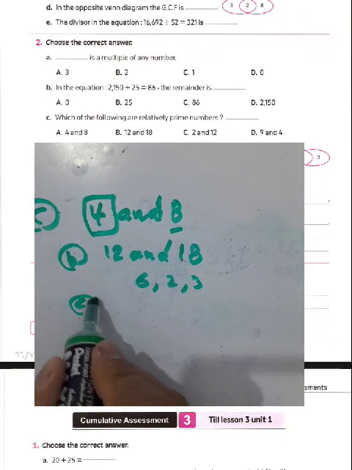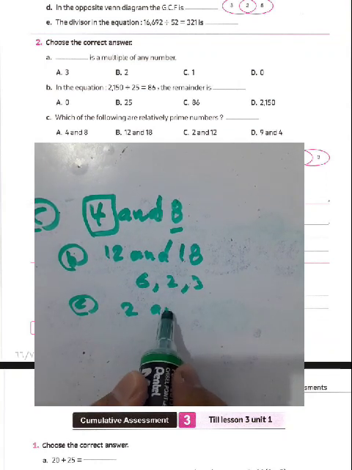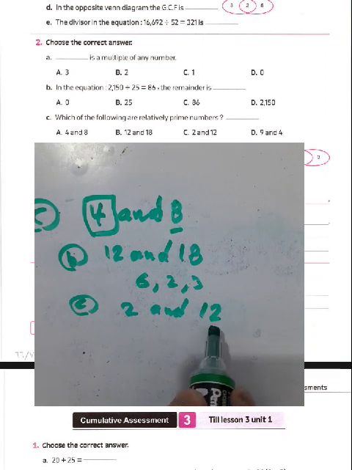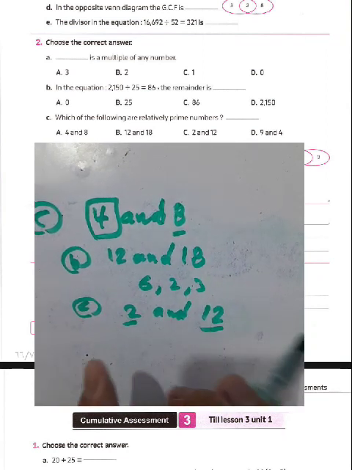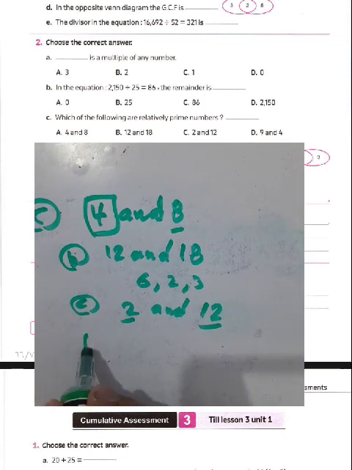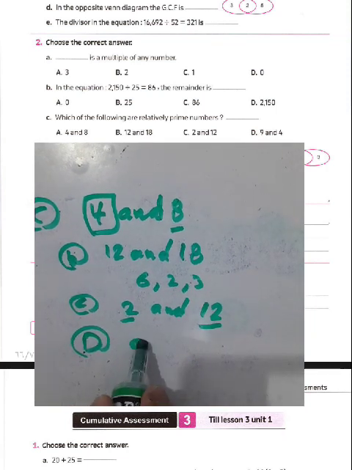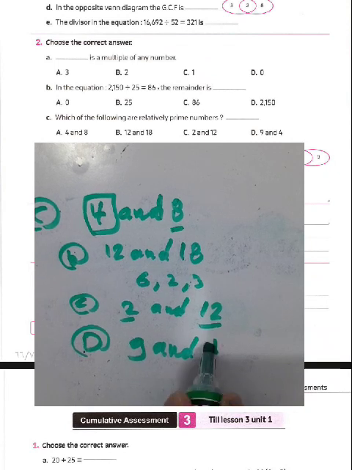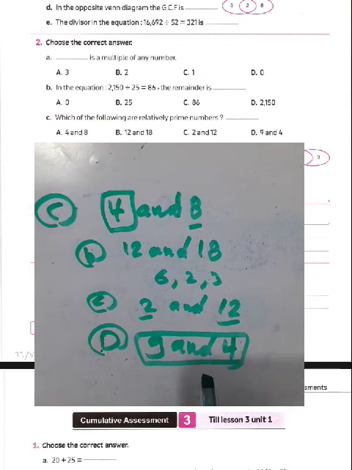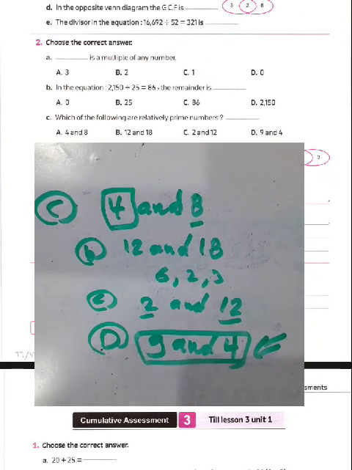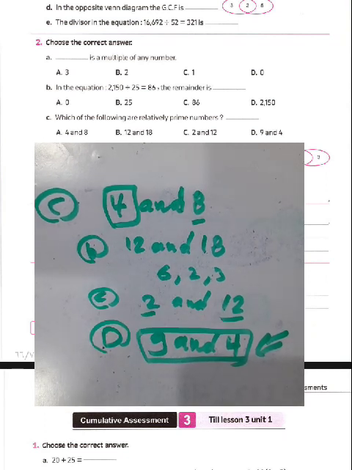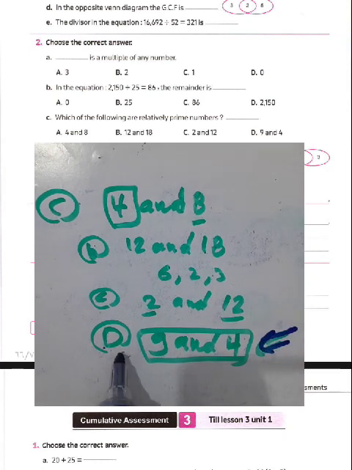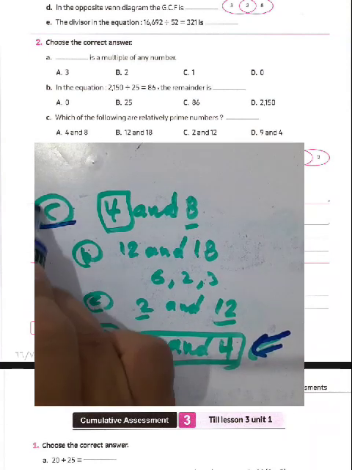Letter C, 2 and 12. 12 can be divided by 2. So we can't choose letter C. But letter D, 9 and 4, it's the result. You must choose letter D. Why? Because 9 and 4 can be divided by 1 only. Okay, choose letter D.